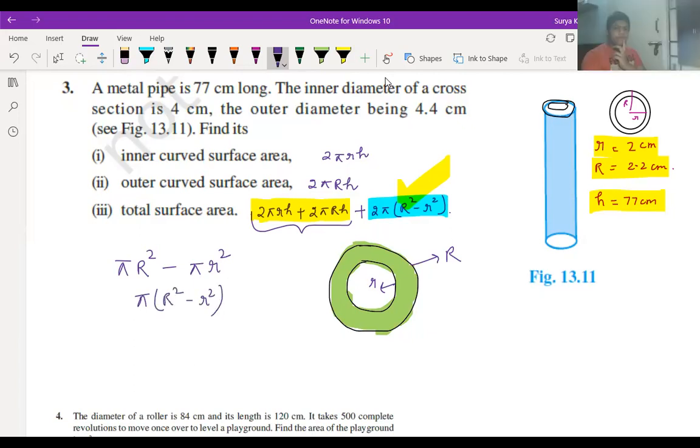Sir, but where did the 2 come from? That's what I'm telling you. One circle will be available on the top of the cylinder, and one will be available at the bottom of it. So there are 2 concentric circles you can find in a cylinder. So you should multiply here by 2. That's it. Hope it's clear to everyone.